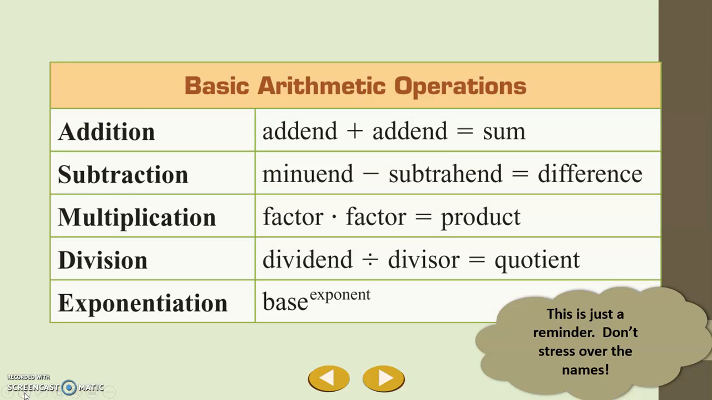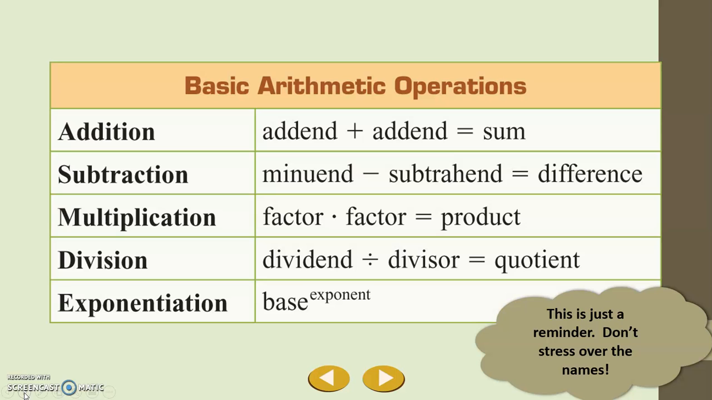In addition, we have two addends. Put those together, you have a sum. In subtraction, you start with a minuend, you have a subtrahend, that's the part you're taking away, and that leaves you with the difference. Multiplication, we have factor times a factor equals a product. In division, we have a dividend divided into a group, or a divisor, and we're left with the quotient.